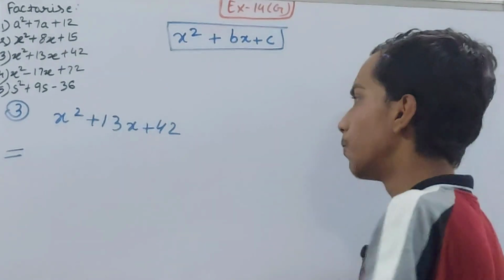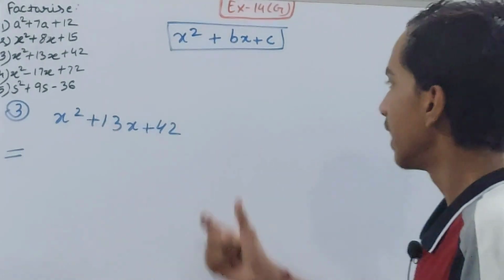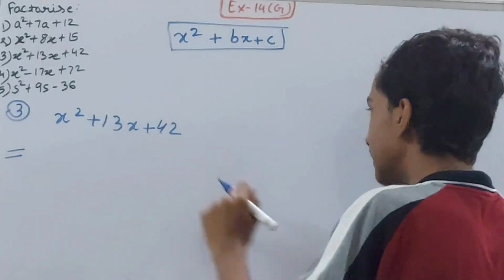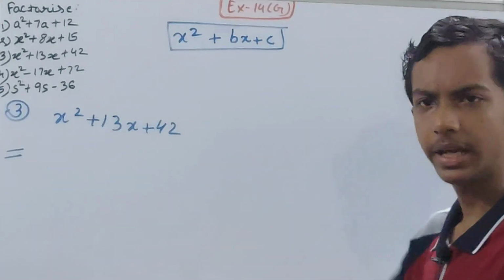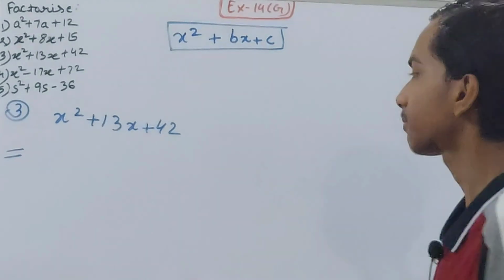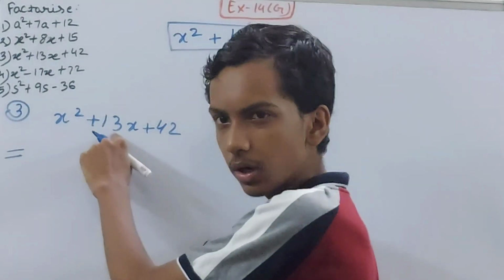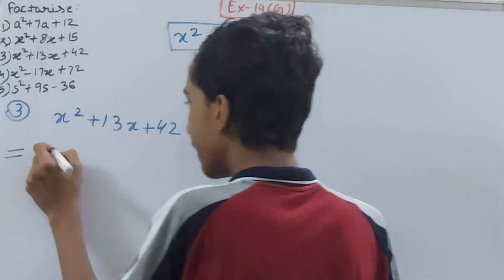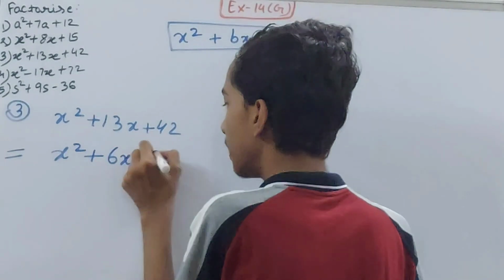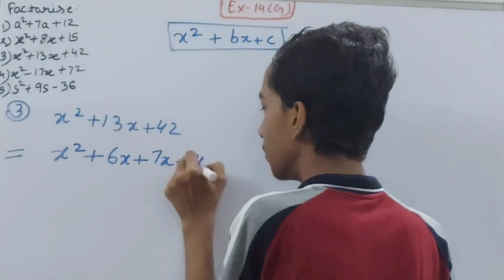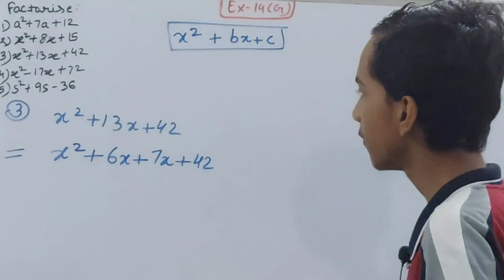Now let's see what terms can we take. Let's look at the factors. 6 into how much is 42? 6 into 7 is 42, right? And 6 plus 7 is what? 13. So we have got our factors: x square plus 6x plus 7x plus 42. Clear? This is how we have split the middle term.